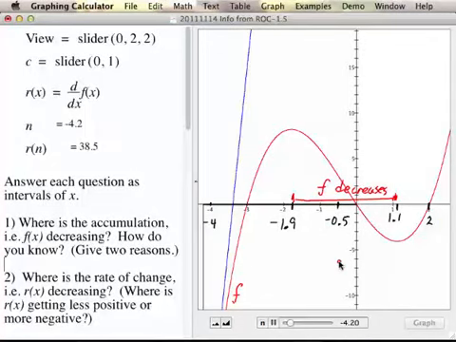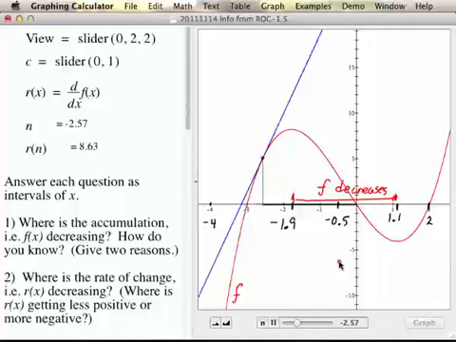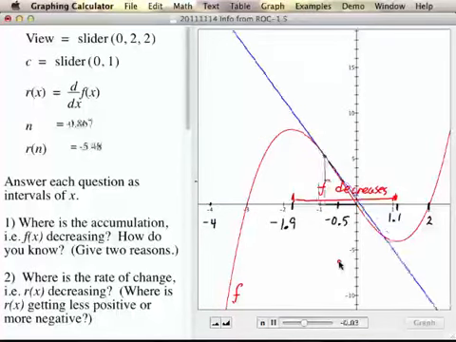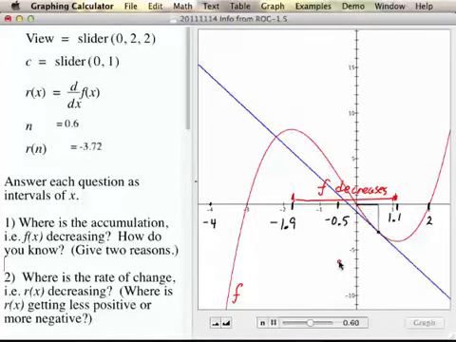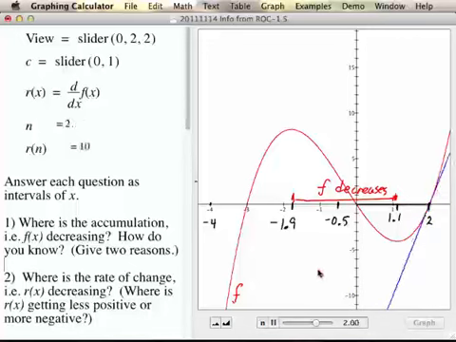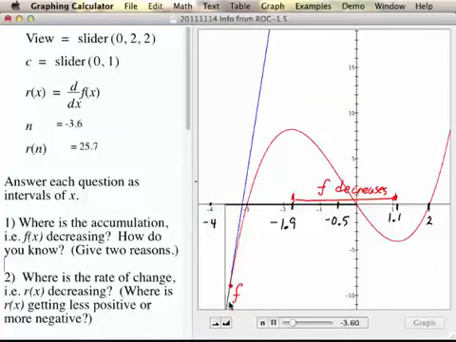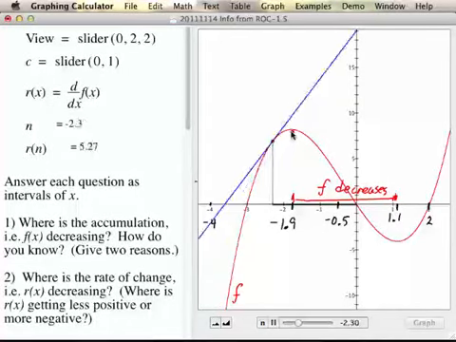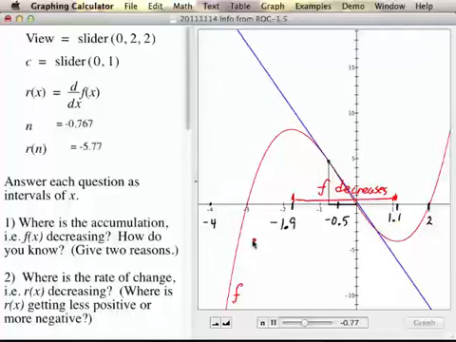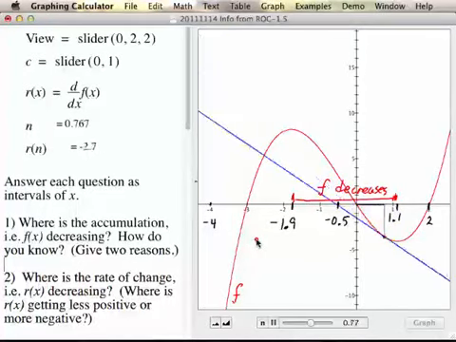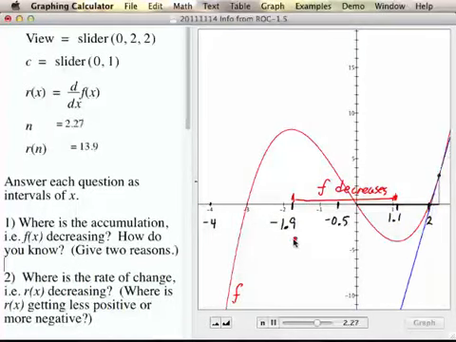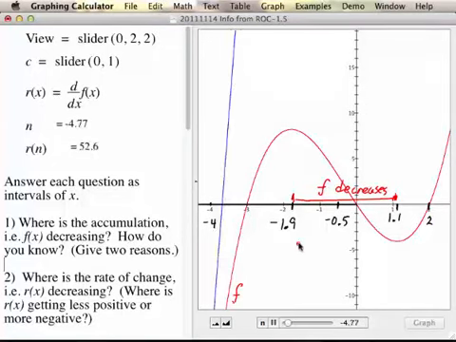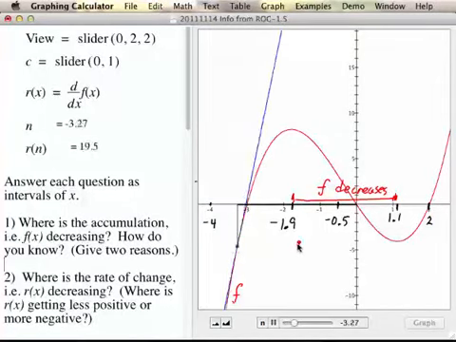Okay, where does r get less positive? Over what interval does the rate of change get less positive? From about negative 3.5 until approximately negative 1.9. Okay, so he's saying in this first part of the graph up to the high point, the rate of change is getting less positive. Would you agree with that? Yeah, that's right. And then where is the rate of change getting more negative, which is also decreasing rate of change? What's that?